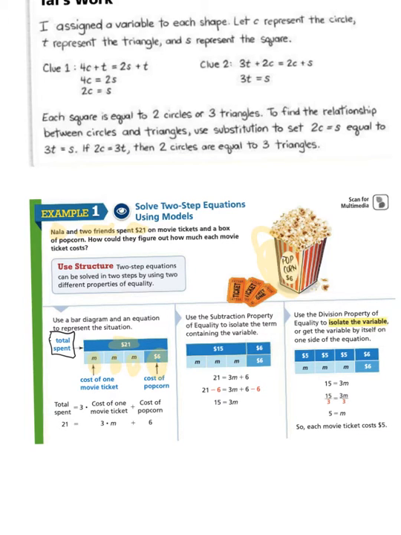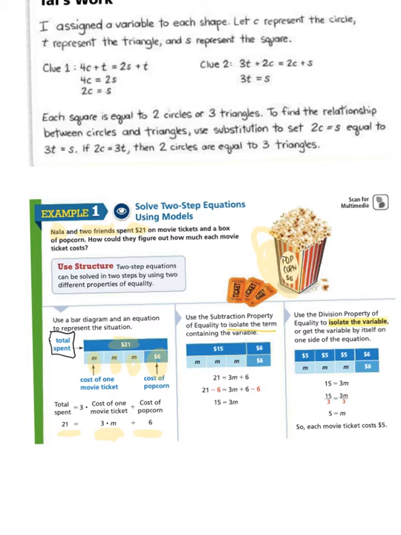So, if you put that in an equation, you come up with 21 is equal to 3 times M, because there are 3 people who bought tickets, plus $6 of popcorn. 21 equals 3 times M plus 6. The reason they call this a two-step equation is because you have to do 2 different things in order to solve the equation. The very first thing that you need to do is isolate the variable. Isolate the term or isolate the variable.